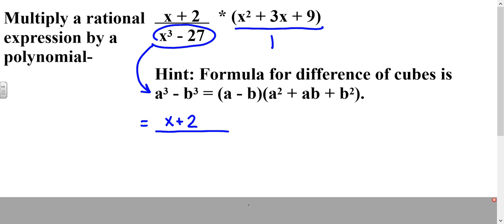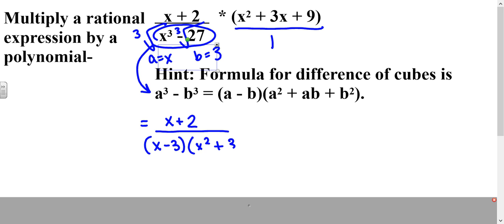x cubed minus 27 is a difference of cubes. So if I take the cube root of both of these numbers, then a would equal x and b would equal 3. So I'm going to plug those into my formula. So I would have x minus 3, and then I would have a squared, so x squared, plus ab, and that would be 3 times x, which would be 3x, and then b squared, so 3 squared would be 9. So this is what I would get for my first one.